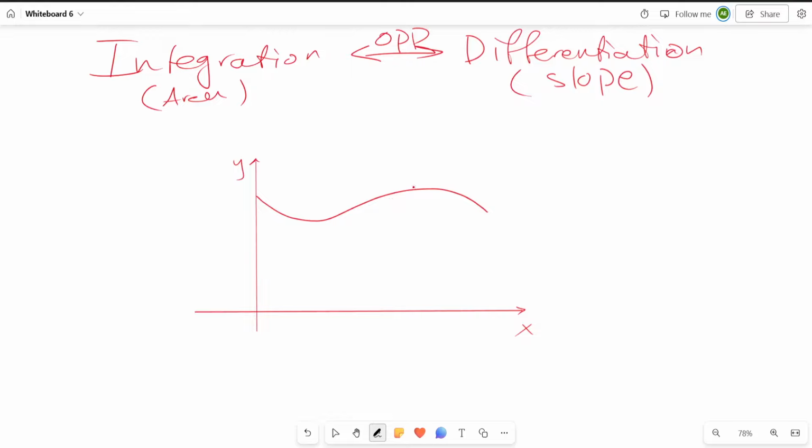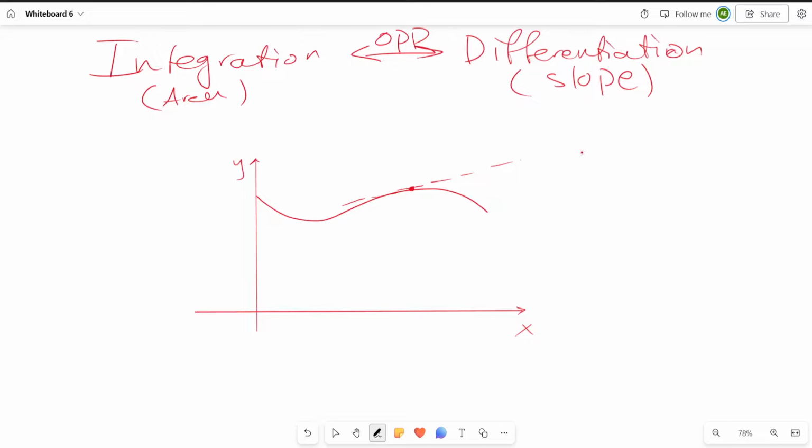For differentiation, let's say I want the area, or sorry, the slope of this curve at this point. So basically, it's the slope of the tangent on this point. So if I differentiate this curve, it's going to give me a function of the slope or a function of the gradient where I can put in any x, and it will give me the value of the gradient at that x. Okay, so this is differentiation.